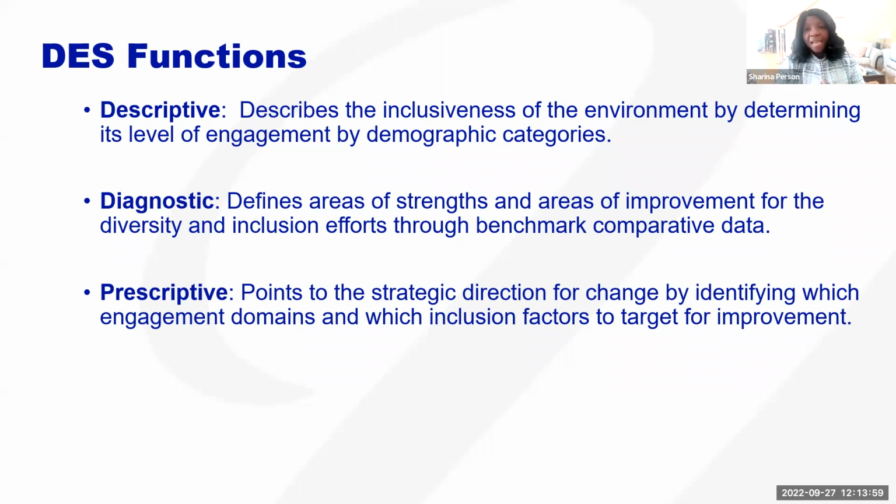Finally, it's prescriptive in that it points to strategic direction for change by identifying which engagement domains or which inclusion factors to target for improvement. So again, you don't just have some overall composite score that you don't know what to do with. You get scores by inclusion factor and engagement cluster, which I'll discuss in just the next slide. But it allows you, again, to pinpoint resources. So you might be doing well in one factor, but have opportunities for improvement in another. And so that's part of what we feel is the power of the DES, that you can really pinpoint areas to really focus your resources in.